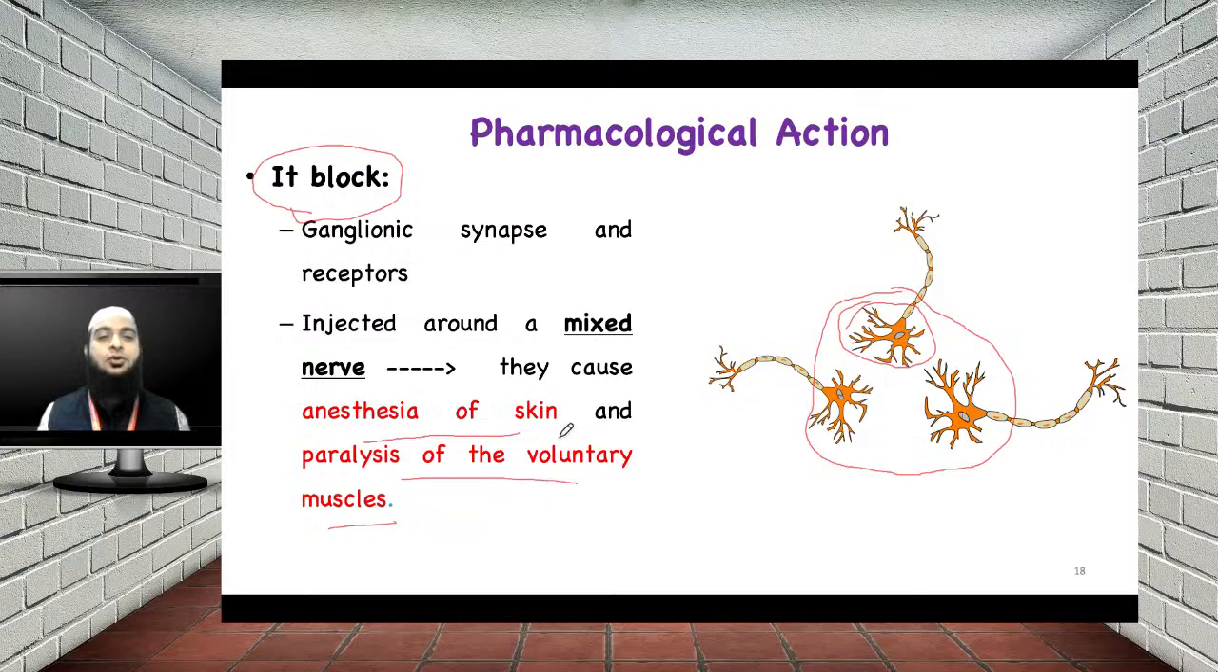So what you need to do is give the injection of the local anesthetic in the vicinity of the mixed nerve or around the mixed nerve to produce anesthesia of the skin and paralysis of the voluntary muscles. Okay, so this is on the ganglionic synapse receptor, and then their action in the mixed nerve.